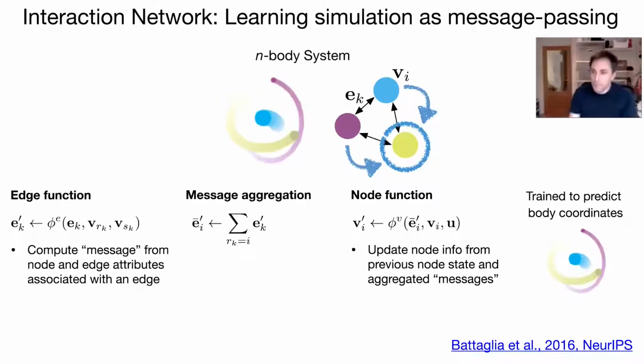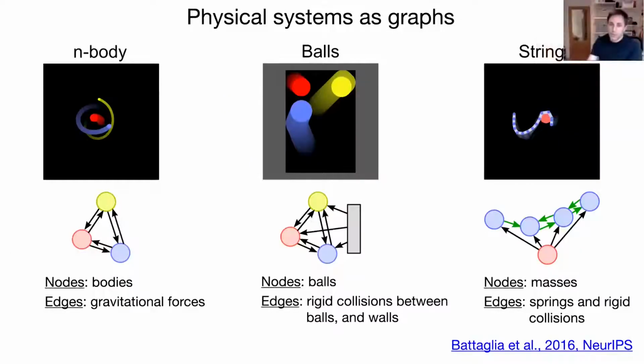Okay. So if we take different physical systems, like an n-body system, a bouncing ball system, which is some balls bouncing around among some walls, or a mass spring system. In fact, here's a mass spring system where the blue are masses connected by springs, and the red is also a rigid object. So here there's actually two types of physical interactions, rigid interactions and spring interactions among the entities. We can represent each of these physical systems as a graph. So underneath each image is the graph that represents it.